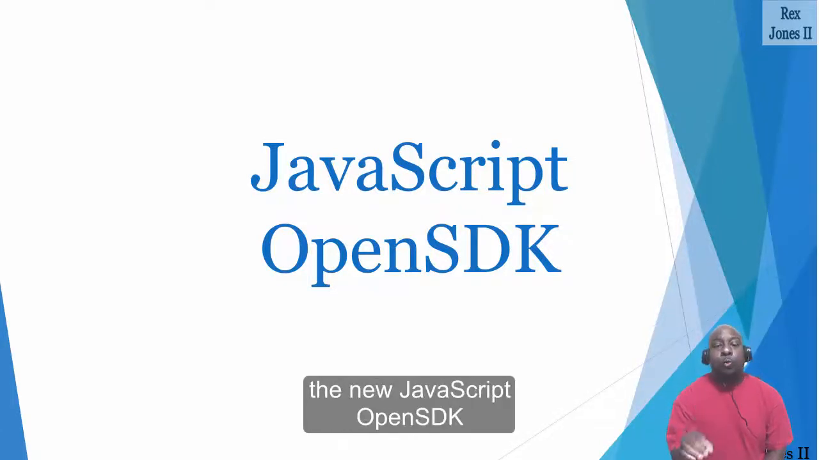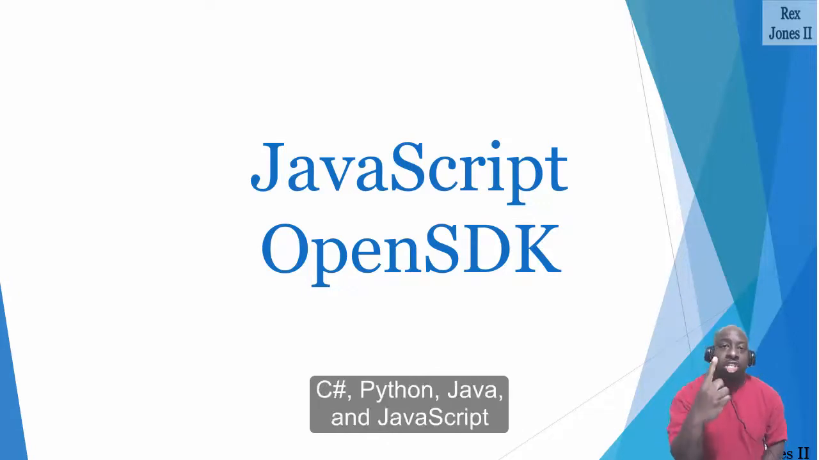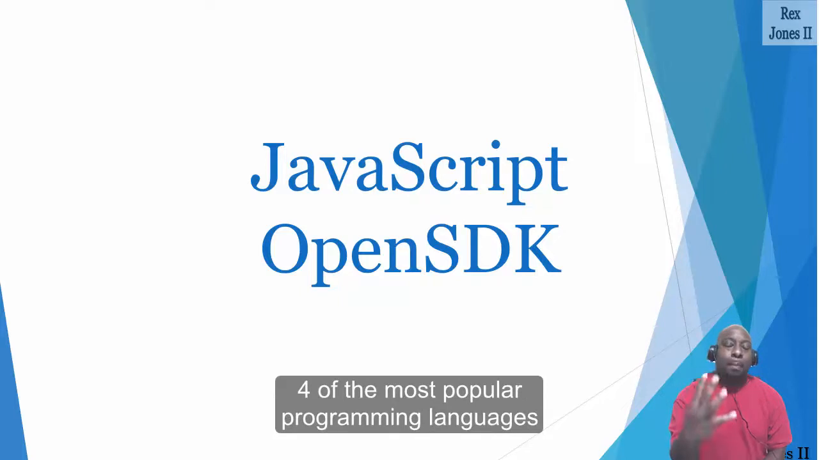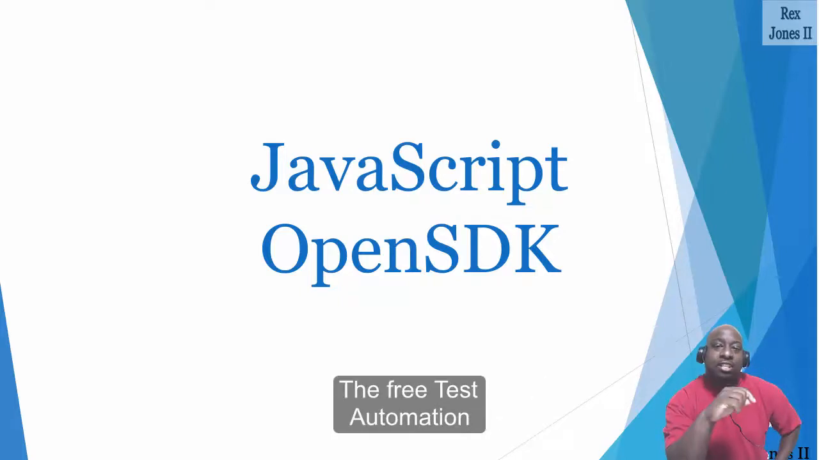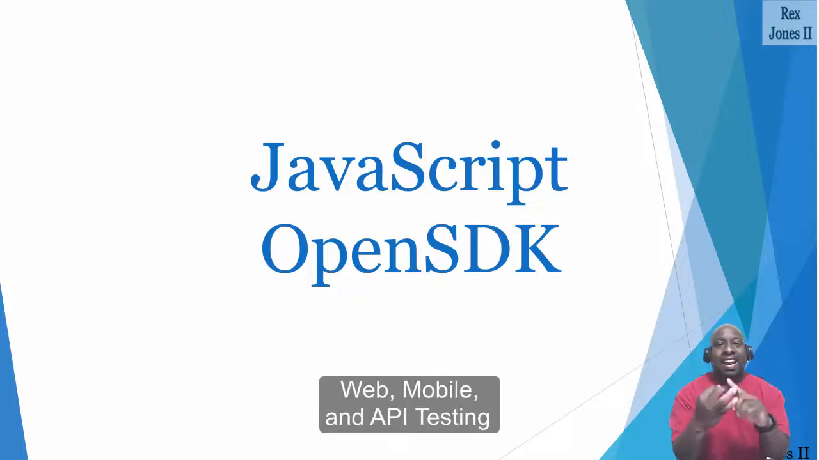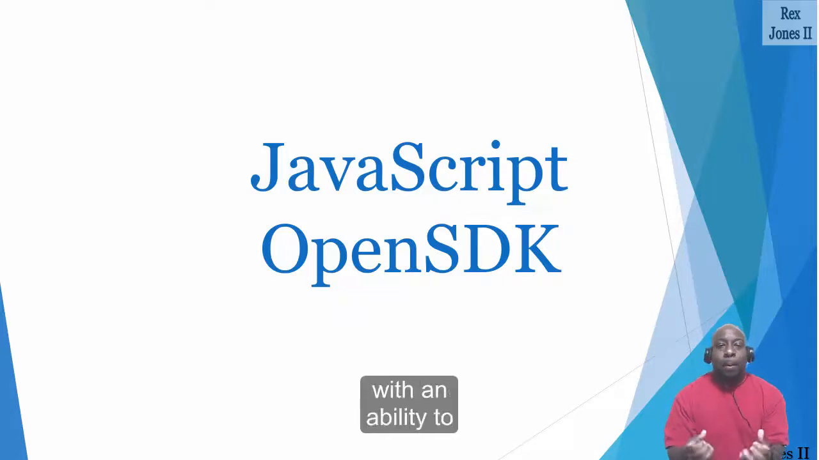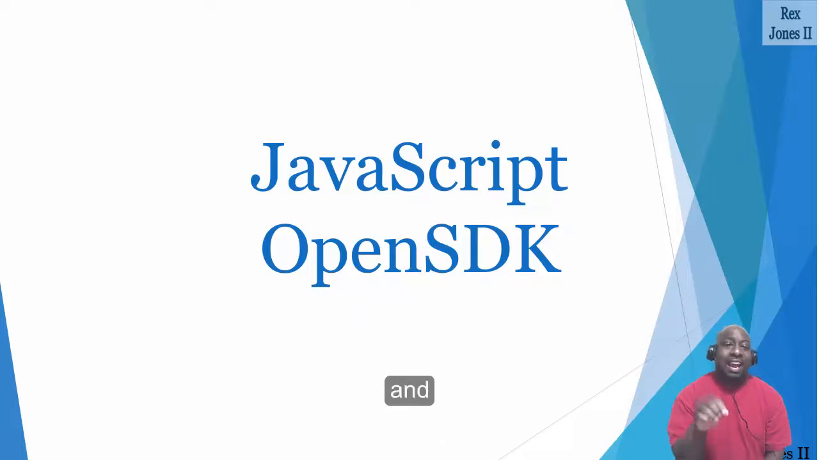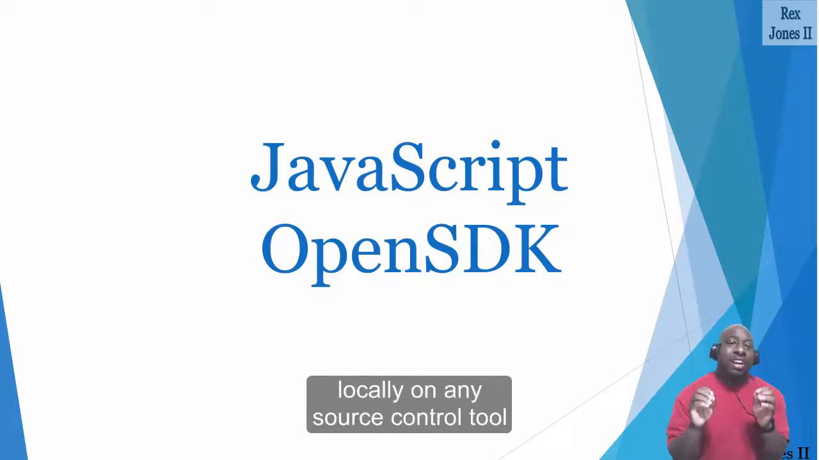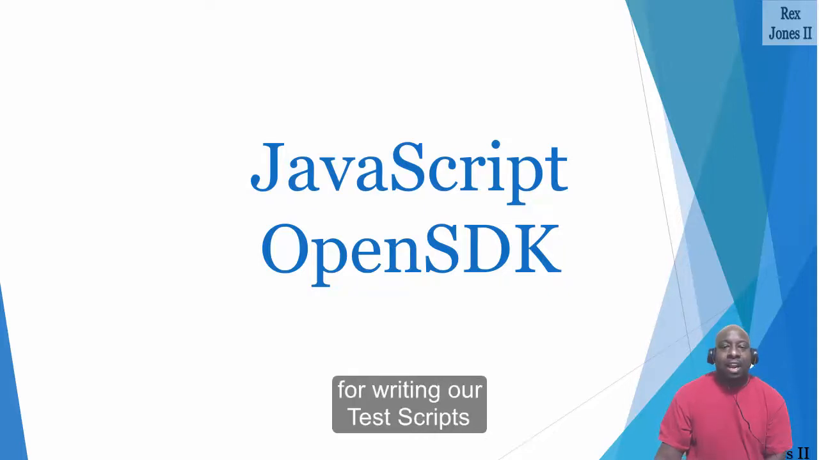In this video, let's explore the new JavaScript OpenSDK from TestProject. Now there is support for C#, Python, Java, and JavaScript, four of the most popular programming languages. The free test automation platform helps us to perform web, mobile, and API testing. We can use Windows, Mac, or Linux with an ability to store our test and execute our test locally on any source controller tool. Selenium and Appium are the commands for writing our test scripts.